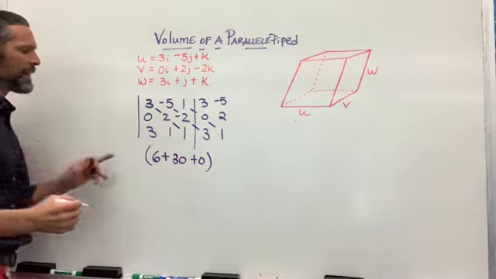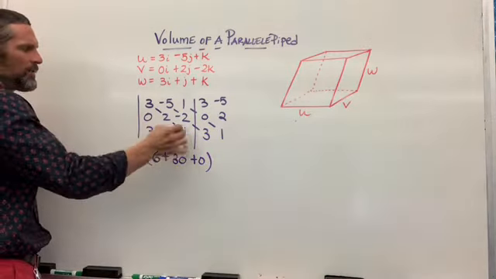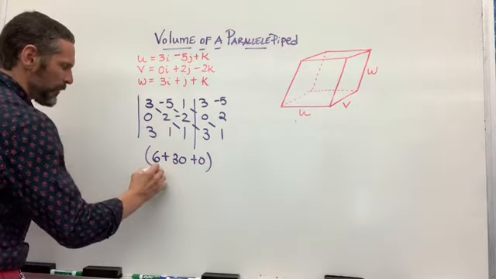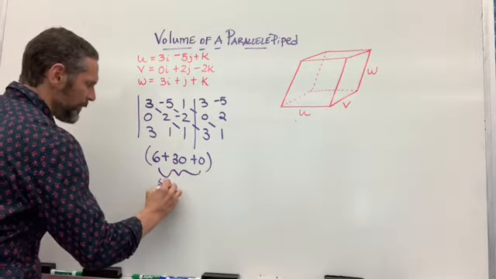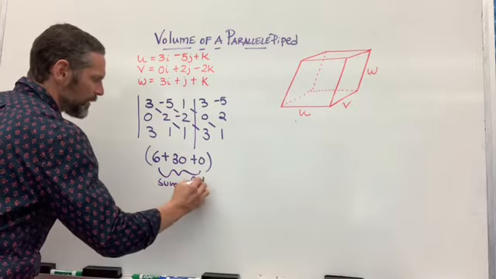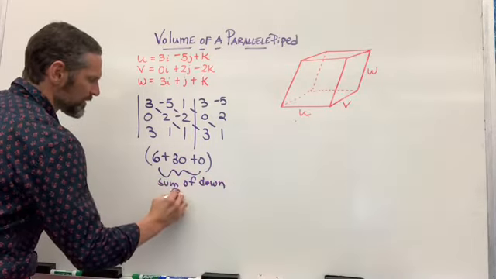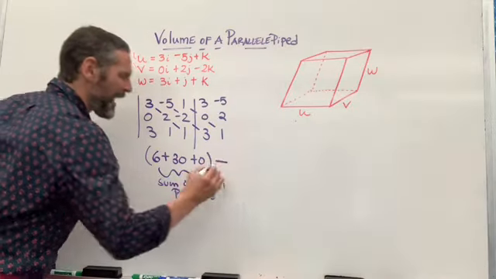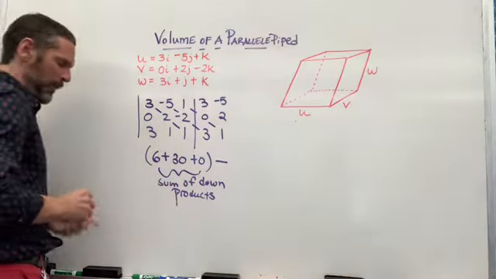I'll call those my down products. I go down, down, down. I have the sum of the down products. So here is the sum of down products. I will now subtract the sum of the up products.